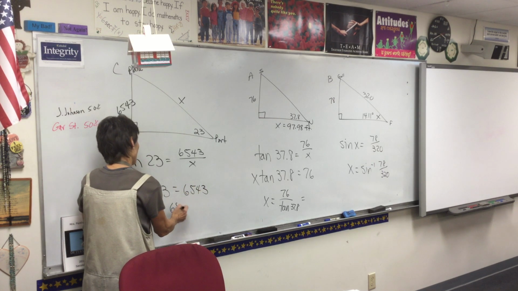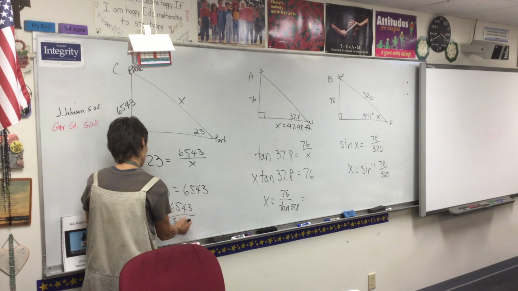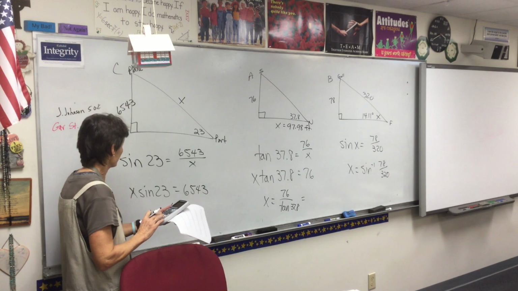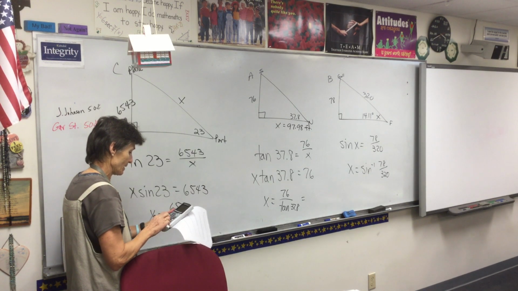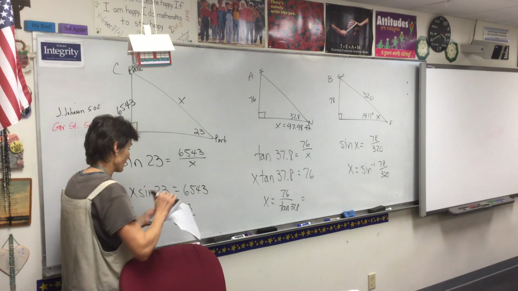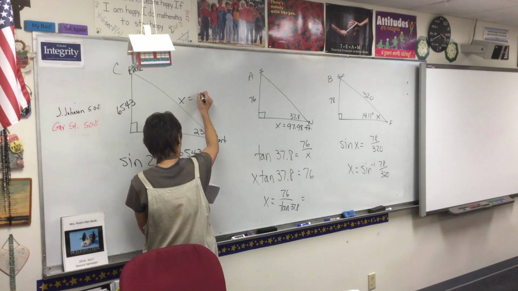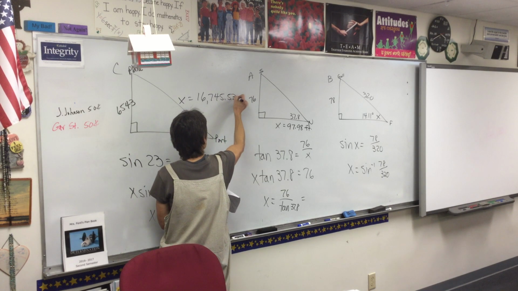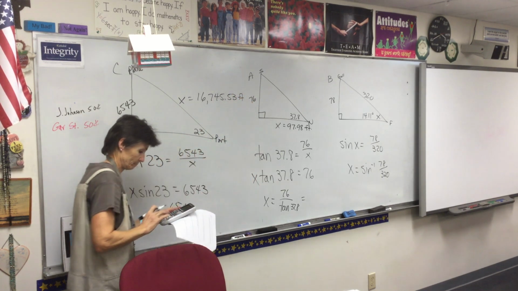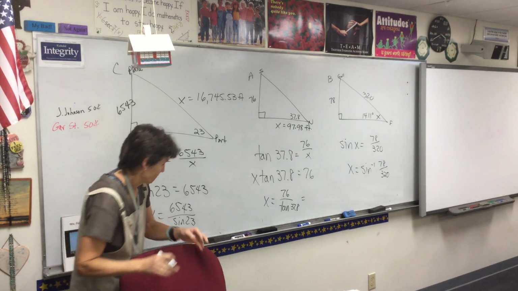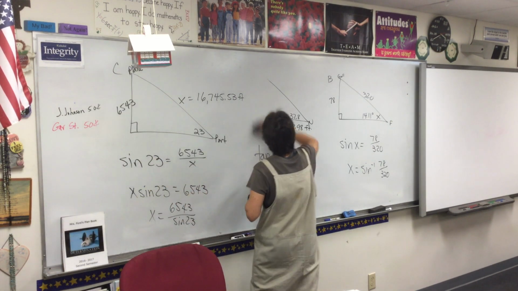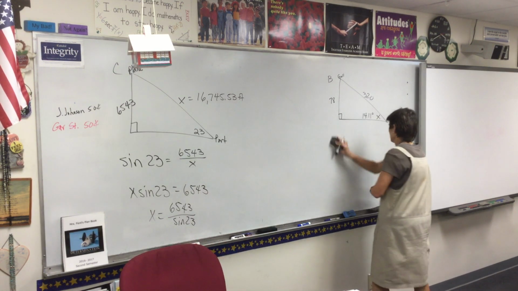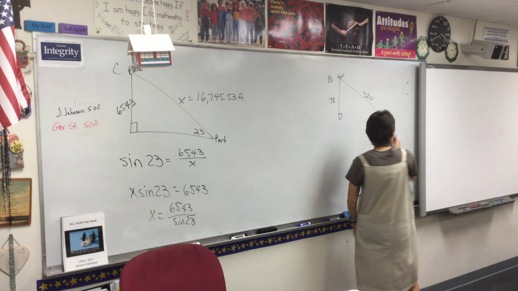and divide. Will I use my special button this time? Nope. Only need it if you're looking for the angle. We have the angle. So 6543 divided by sine 23. I got 16,745.53 feet. Anybody have a question about that? That seem okay?